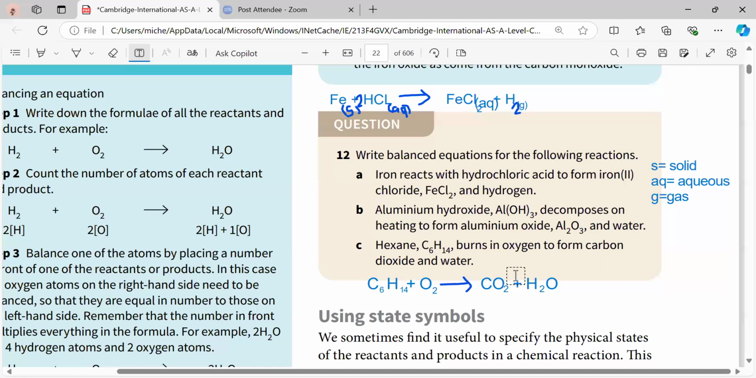Okay, so now we have hexane plus oxygen. They react with each other, burning, and form carbon dioxide and water. So this is the reaction, and clearly you can see it is not balanced quite yet. So we're going to balance it, basically.